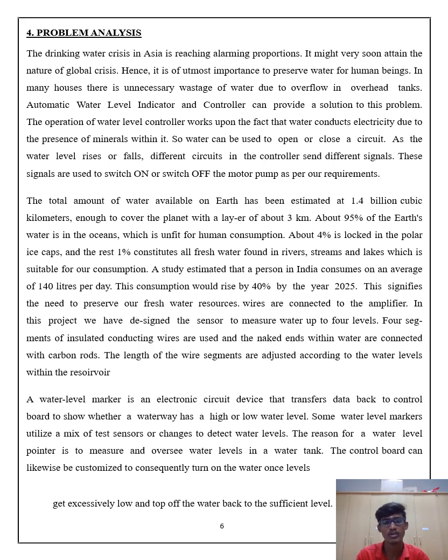The total amount of water available on Earth has been estimated at 1.4 billion cubic kilometers, enough to cover the planet with a layer of about 3 kilometers. About 95% of Earth's water is in the ocean, which is unfit for human consumption. About 4% is locked in the polar ice caps, and the remaining 1% consists of freshwater found in rivers, streams, and lakes, which is suitable for consumption.